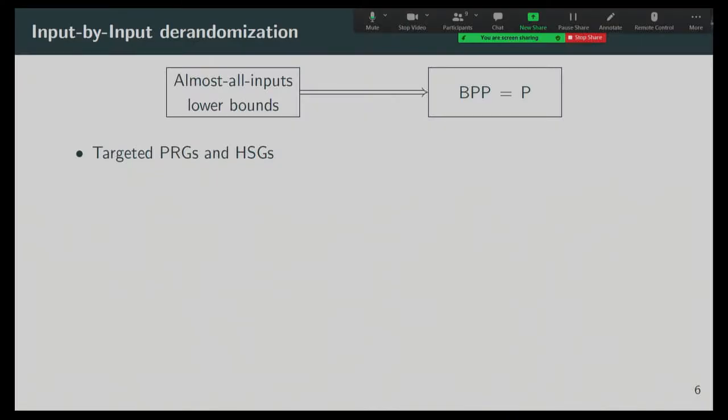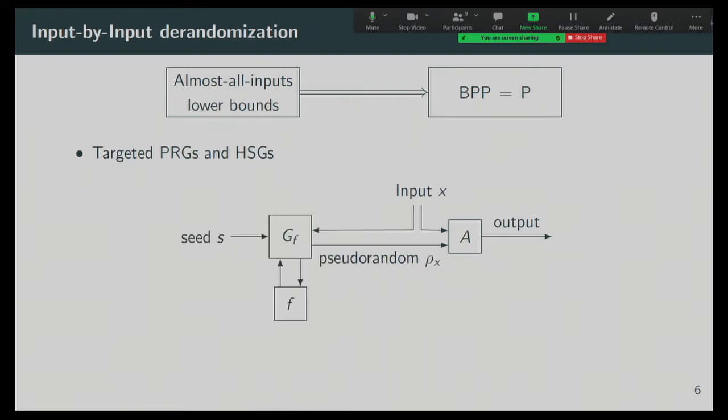They're proven using these targeted PRGs and HSGs. The way I viewed them, at least in this work, is as follows. Again, we have this algorithm A. We want to de-randomize with input X and random bits. Now we substitute the random bits by pseudo-random bits, but the generator receives the input X as part of its input as well. So it produces a pseudo-random string that I'm calling rho X that is targeted to de-randomizing A with input X.